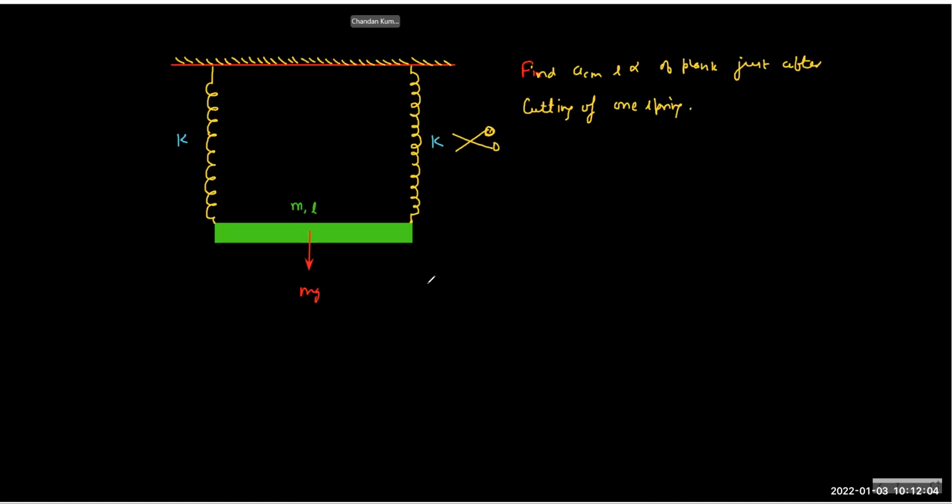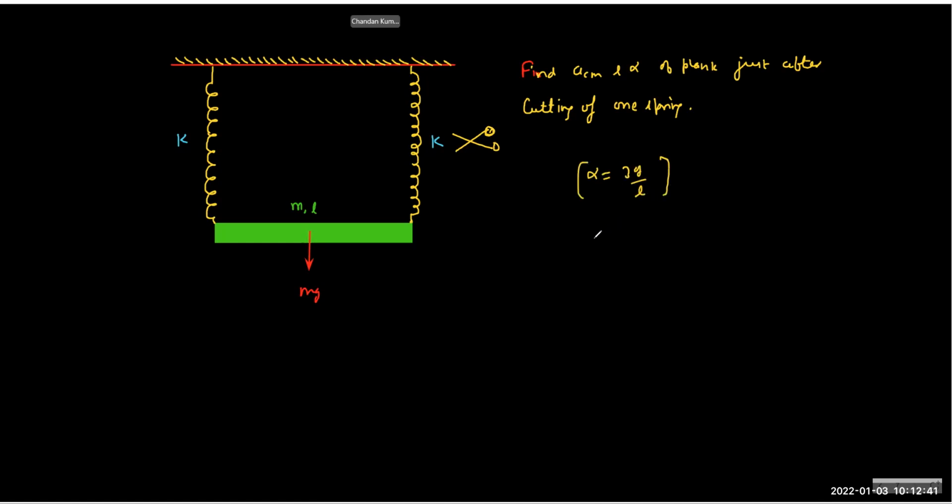'Anybody solving this question? Yes, sir. Sir, just 3G by L. 3G by L. Yes, sir. Alpha is 3G by. Okay. 3G.